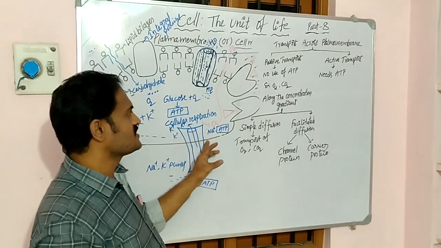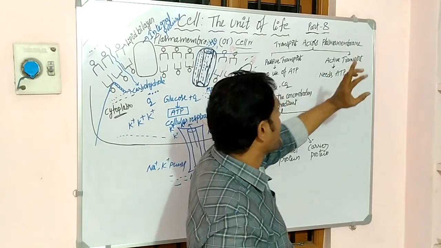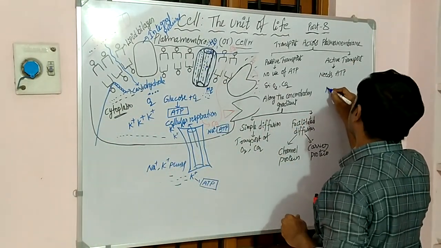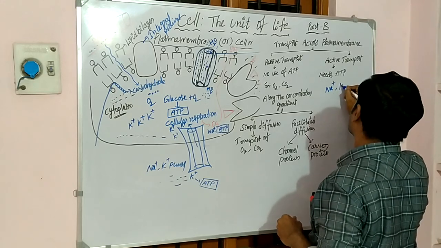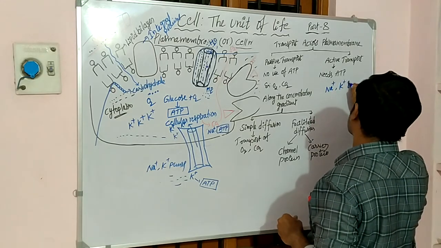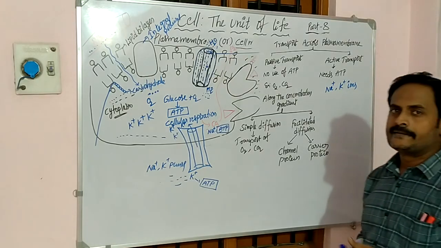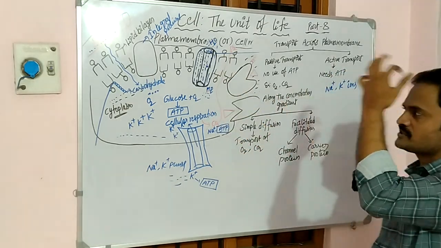Such a process is called what? Active transport. For example, sodium and potassium ions. Remember that.